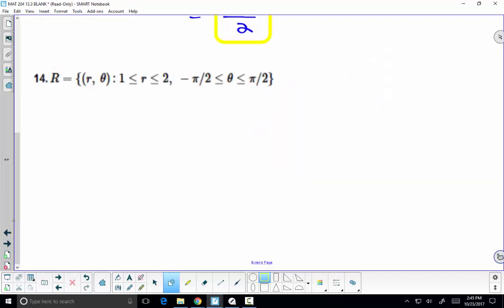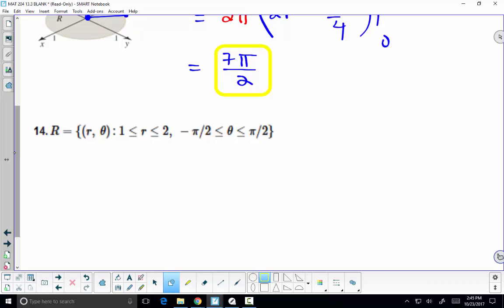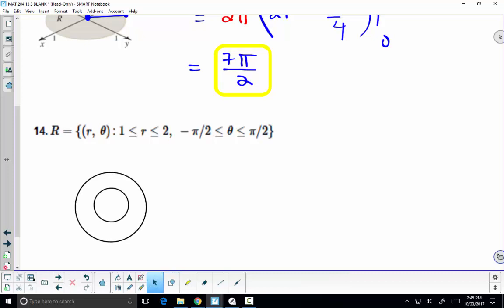Now they want us to mix it up. Here they say, now let's consider part of an annulus. So they say, let r go between 1 and 2. So that's an annulus, a washer. And then theta, though, is only going from minus pi over 2 to pi over 2. So we're only considering this part of the annulus, right in there. So that's what we're integrating on.